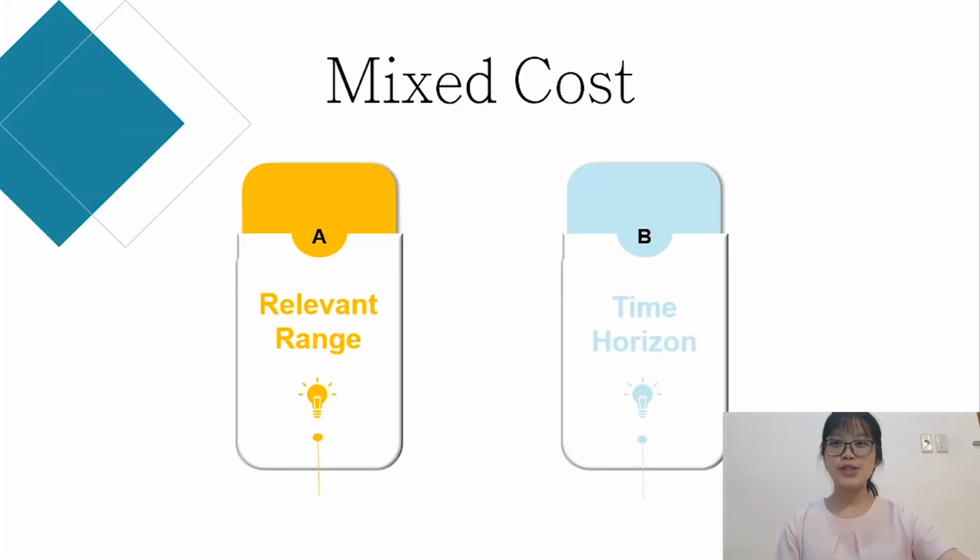Next, we have mixed costs. Mixed costs means the costs that have characteristics of both variable costs and fixed costs. So, some of the costs in mixed costs will change according to the activity change proportionally. And on the other hand, some of the mixed costs will not change although the activity level is changing. When doing classification, whether it is variable cost or fixed cost, it depends on relevant range and time horizon.